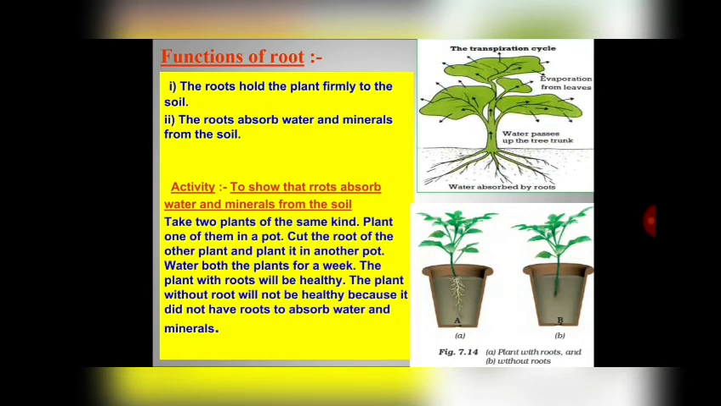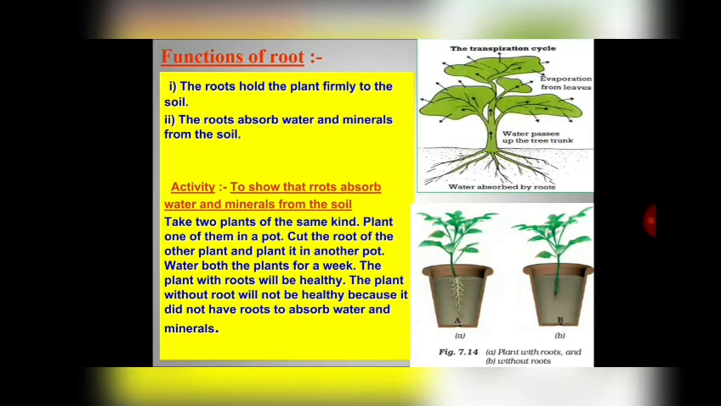Take two pots of the same kind, and the same plant is there. Plant one of them in a pot, cut the roots of the other plant and plant it in another pot. So we have seen here two pots are there. Water both the plants for a week, equally and continuously.